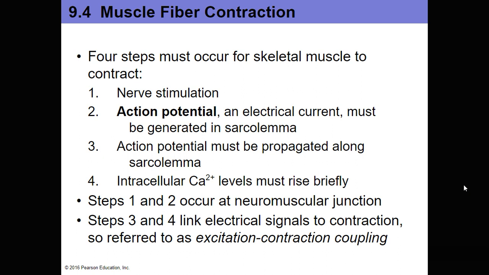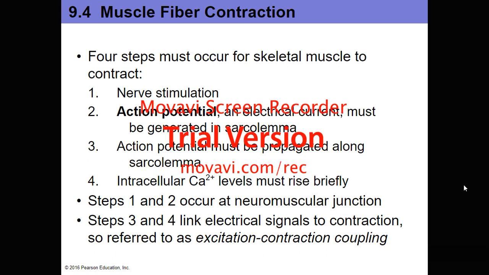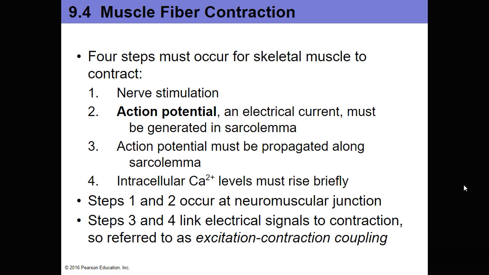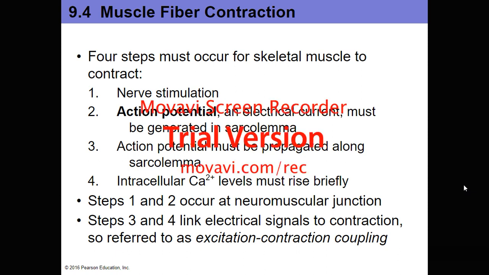It's actually a lot easier to understand how an action potential works, or how this process works, by looking at figures, and we will go over several figures. But essentially, steps 1 and 2 occur at the neuromuscular junction, and steps 3 and 4 link electrical signals to contraction. This is referred to as excitation-contraction coupling, and I will use EC coupling for short.